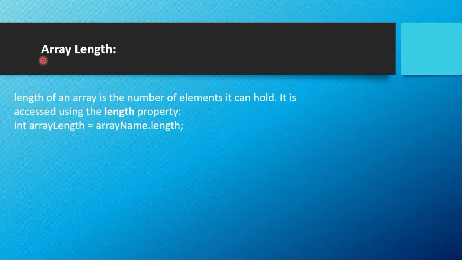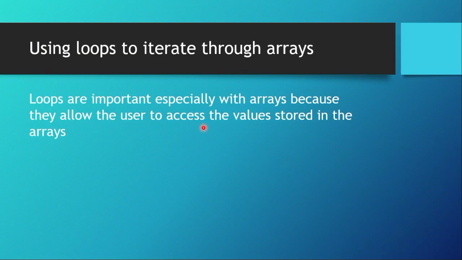Okay, so we talked about length in a previous video. I think that was mathematical operations, strings, and characters. So we're going to use the length property to actually be able to get the size of our array. So the length of any array is the number of elements that it can hold. It is accessed by using the length property, and to initialize it, we say int arrayLength is equal to arrayName.length. Great.